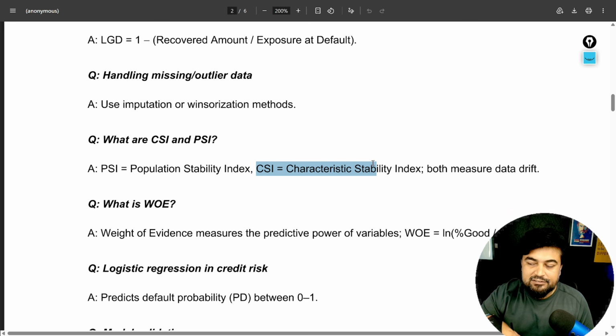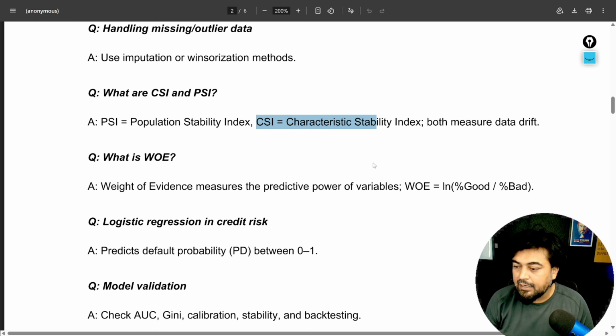In a geopolitical region, any single column which is getting shifted because of any factor, CSI checks that. Now remember that PSI is for the whole population. CSI is for just a few columns.